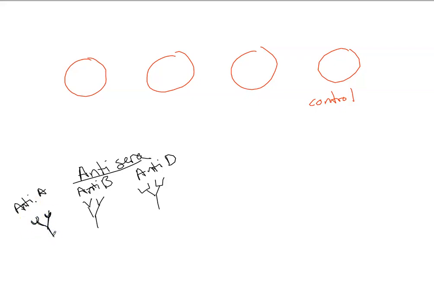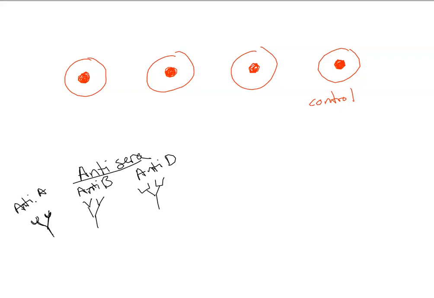test. So we take the blood sample from a person and we drop a drop of blood into our first little well here, and our drop of blood into our second well here, and our third drop of blood into our third well here, and our fourth drop of blood into our control. And then we start introducing the anti-sera.